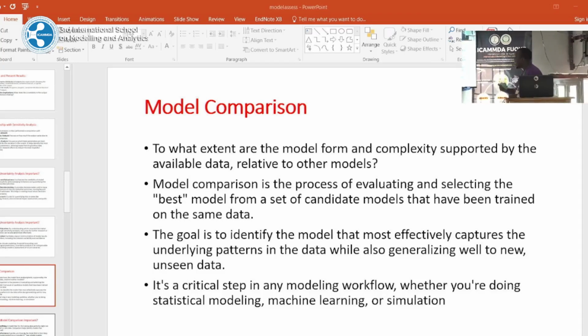Now the goal is to identify the model that most effectively captures the underlying patterns in the data. You can have more than 4, more than 5, depending, but the one that most effectively captures the underlying patterns in the data, while also generalizing well to new unseen data. It's a critical step in any modeling workflow, whether you are doing statistical modeling, machine learning, or simulation.